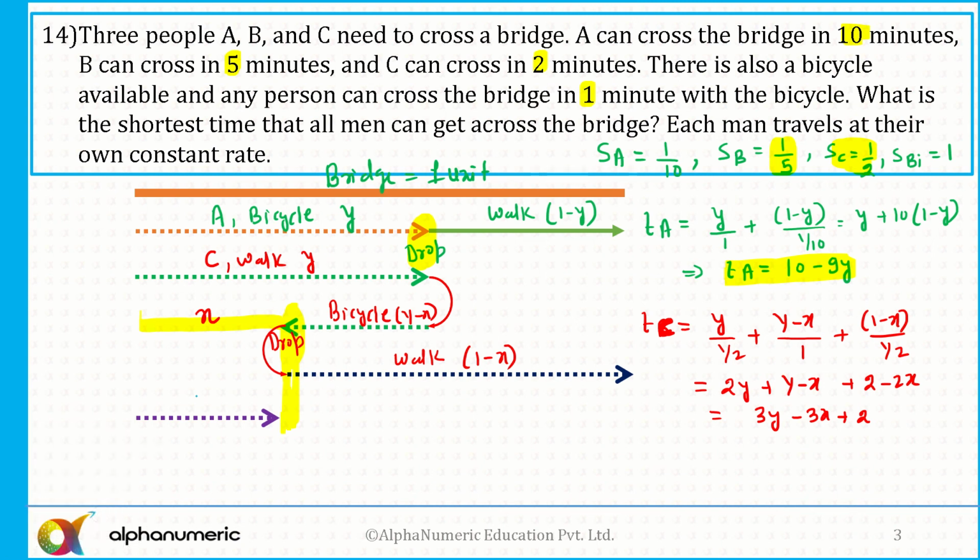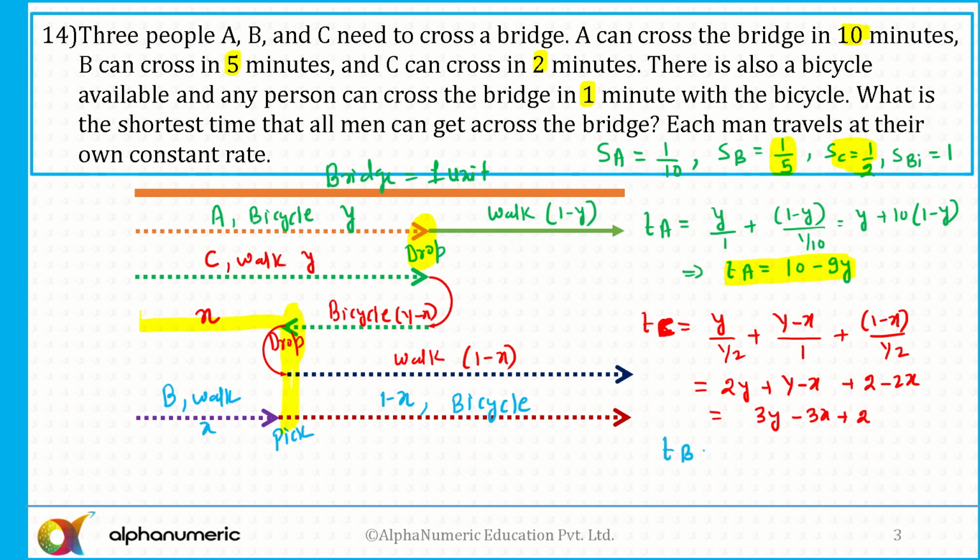This is the distance traveled by B and he has walked. He will pick the cycle from here and he will travel the remaining distance, that is 1 minus x. This is 1 minus x and this was x. So he will travel the remaining distance 1 minus x in a bicycle. So this last line represents the motion for B. So what is the time taken by B?